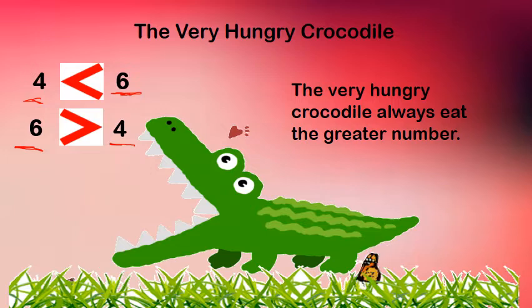Why is the boy taking the 6 mugs? Because 6 is the greater number. And at the same time, in connection with the very hungry crocodile, he always eats the bigger or the greater number. So can we read now the equation? The first equation is 4 is less than 6. The second equation is 6 is greater than 4. Did you understand? I hope so.